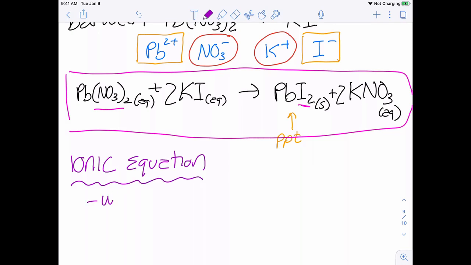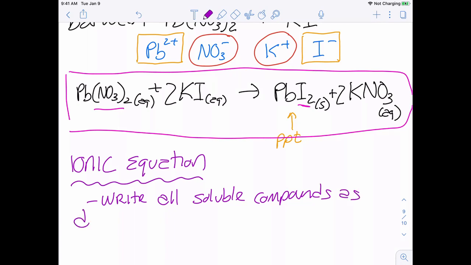So we're going to write all soluble, right, everything that has an AQ after it, compounds as dissociated ions. I'm not going to keep KI together. I'm actually going to write K plus and I minus.